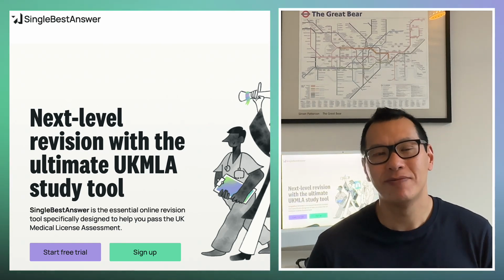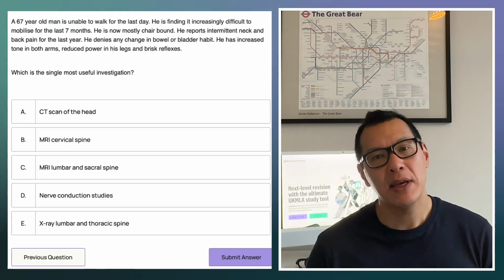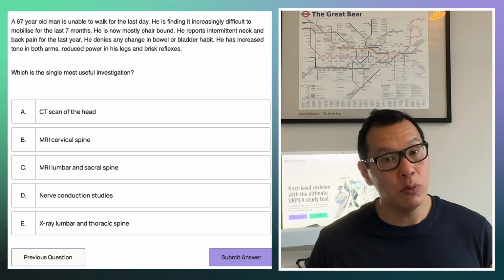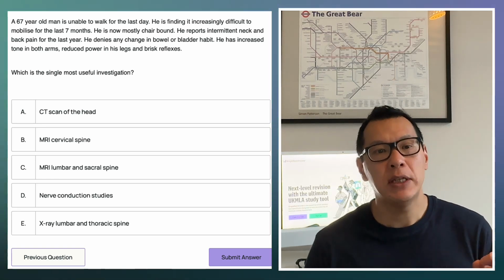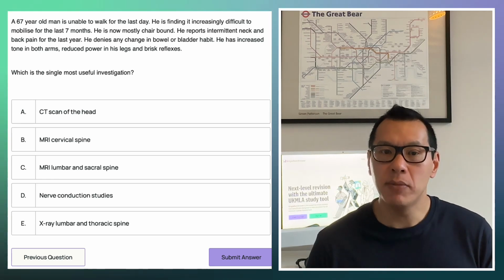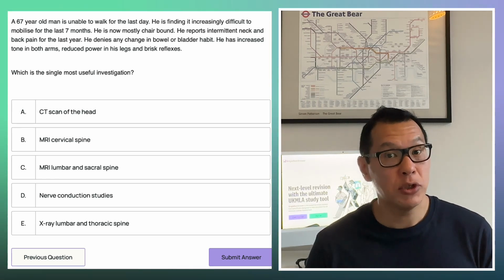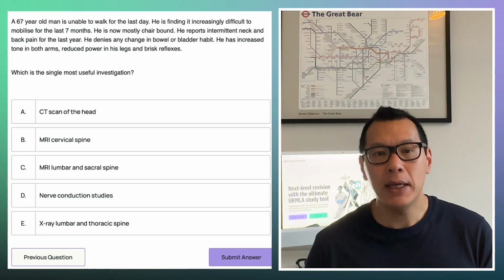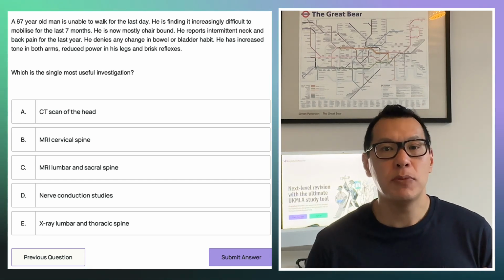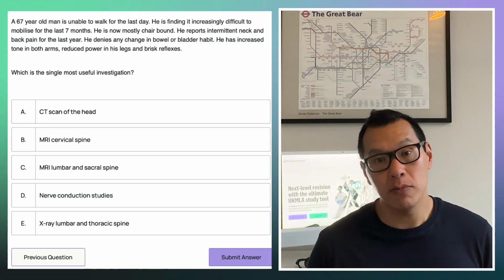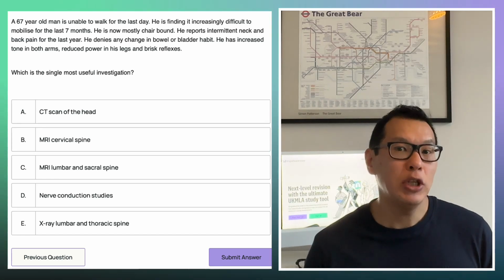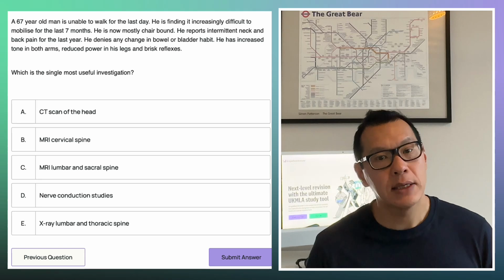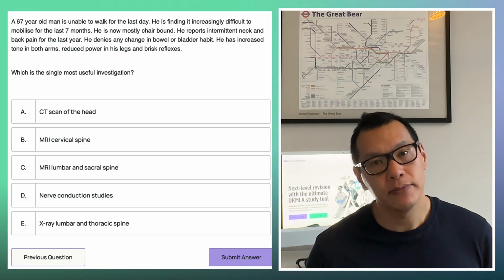Let's get to it. We've got a 67-year-old man who, over the past 24 hours, has not been able to walk. He's found it increasingly difficult to mobilise for the past 7 months and is now mostly wheelchair bound. He does report intermittent neck and lower back pain, but he denies any change in bowel habit or bladder problems. On examination, he has increased tone in the arms, reduced power in the legs and brisk reflexes.